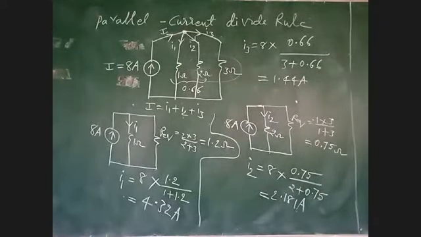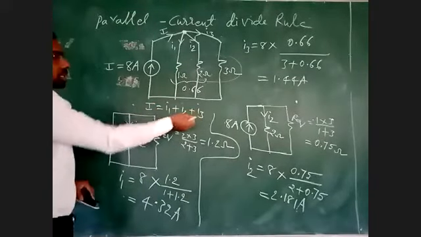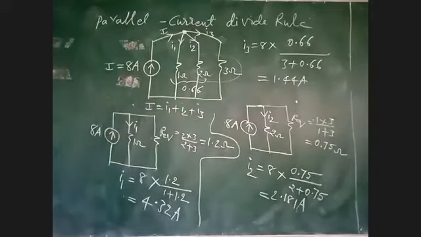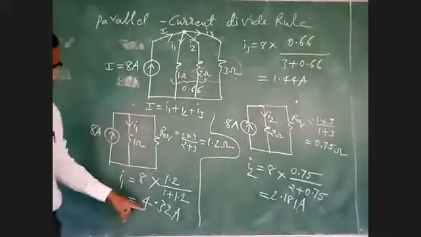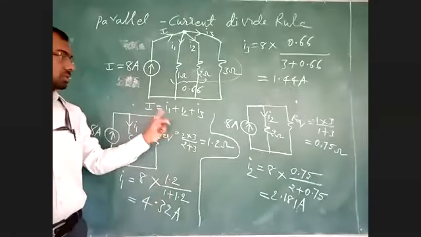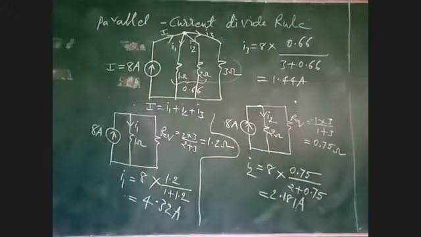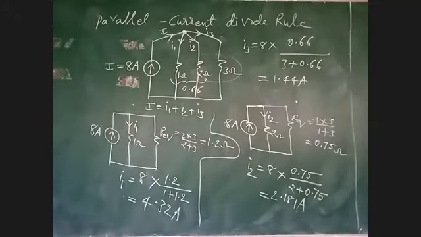Sir, I have a doubt. Tell me. Sir, we got I1 and I2 values, and the I value is 8 amperes, so we can substitute in I equal to I1 plus I2 plus I3. Yes, if you don't want to determine I3 using the formula, if you know I1 and I2, you can determine I3. You'll get the same answer, 1.44 only. Okay, sir. Thank you.